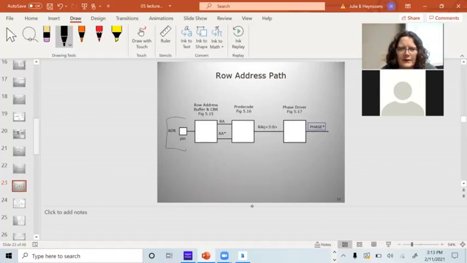Coming from the pin, I take the row address, the single bit from the pin, and the first thing I want to do is buffer it.